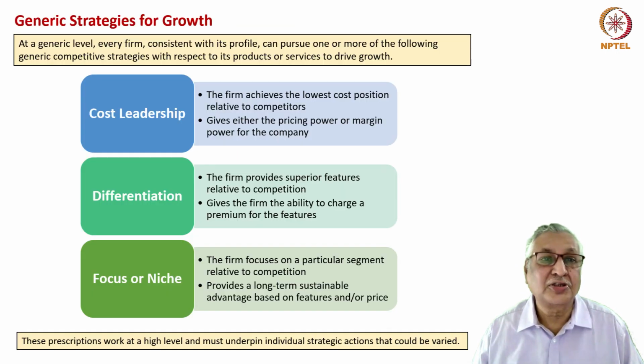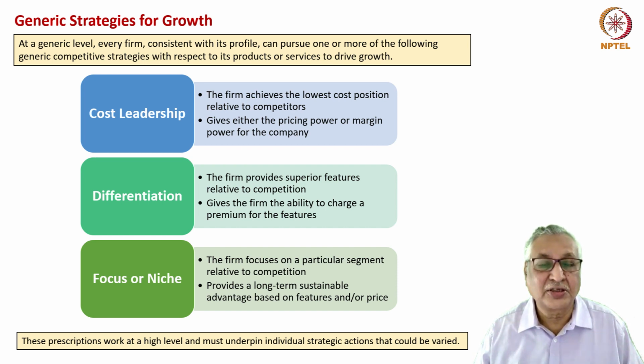There are three generic strategies for growth, and it is worthwhile remembering them again. At a generic level, every firm consistent with its profile should pursue one or more of the following generic competitive strategies. And these must be pursued with respect to the products or services to drive growth. Cost leadership is the first strategy. In this strategy, the firm achieves the lowest cost position relative to competitors. Cost leadership gives either the pricing power or margin power for the company.